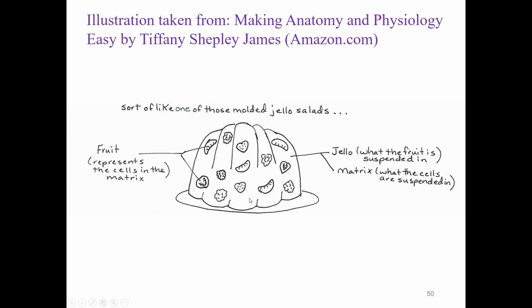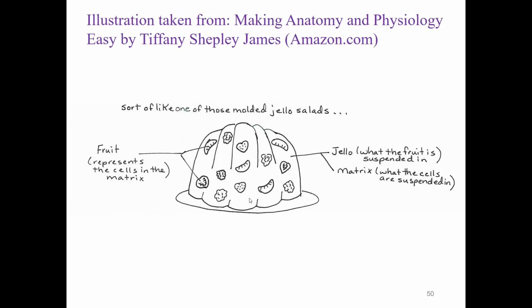So in epithelial tissue, it was a bunch of cells. But in connective tissue, we have cells, or fruit in our example, floating around in a matrix. That again is what the cells are suspended in, which in this example would be like the Jell-O. So very different from epithelial tissue, which is just cells.